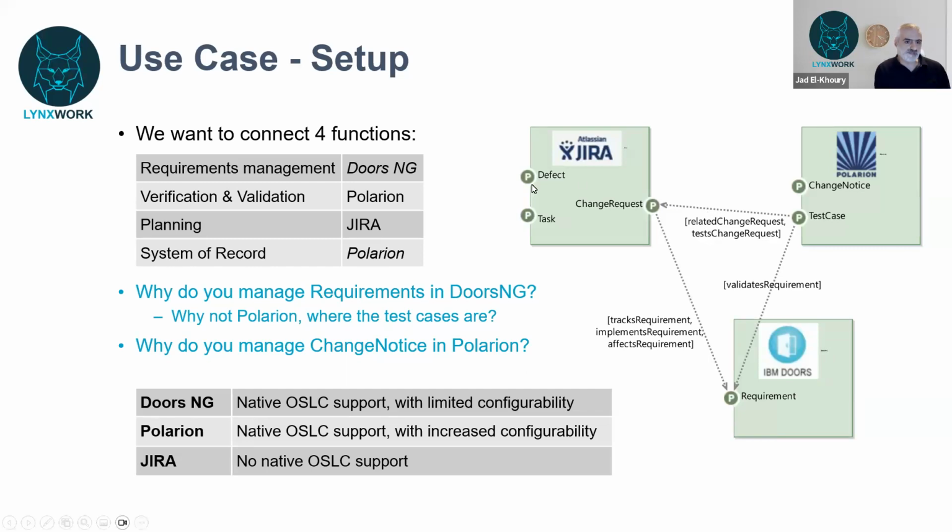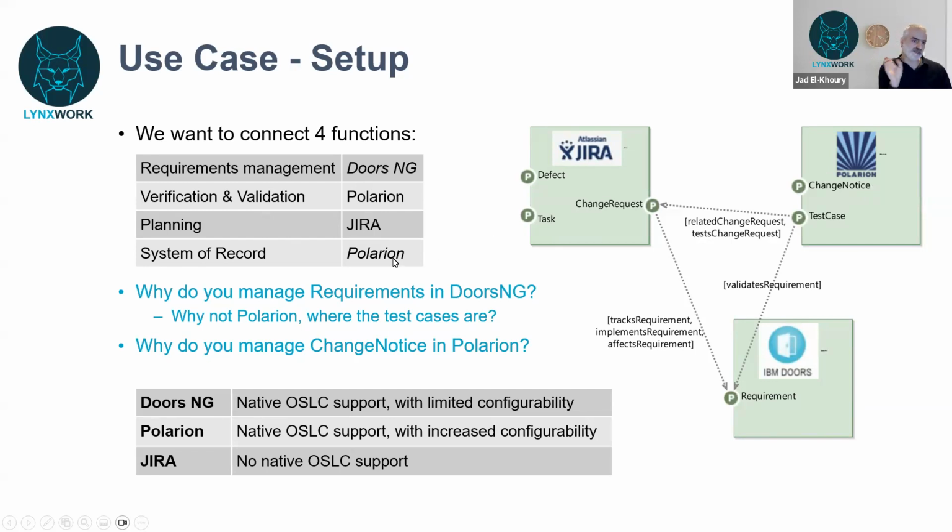Okay, so this is the use case I'm going to use to explain how we're doing it. We have a simple setup here. It's not, of course, the whole architecture. The aim is that you want to connect, let's say, four functions in your environment. You have your requirements management, and let's say it's done in DOORS Next. In your setup, verification and validation is done in Polarion. You have your test cases, test results, etc. You're doing all your planning in Jira, so things like defects and activities like tasks, what change requests are occurring, that's handled in Jira. And then your system of record when it comes to change notices also happens to be in Polarion.